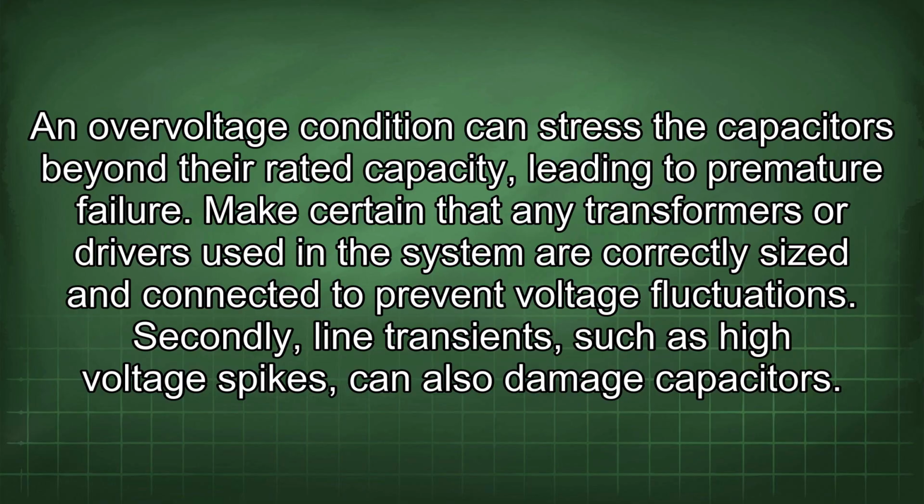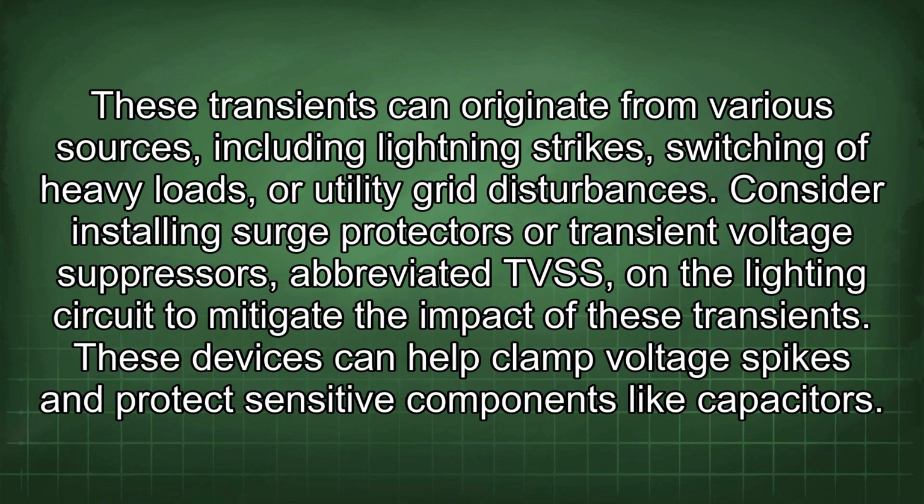Secondly, line transients, such as high voltage spikes, can also damage capacitors. These transients can originate from various sources, including lightning strikes, switching of heavy loads, or utility grid disturbances. Consider installing surge protectors or transient voltage suppressors, abbreviated TVSS, on the lighting circuit to mitigate the impact of these transients. These devices can help clamp voltage spikes and protect sensitive components like capacitors.